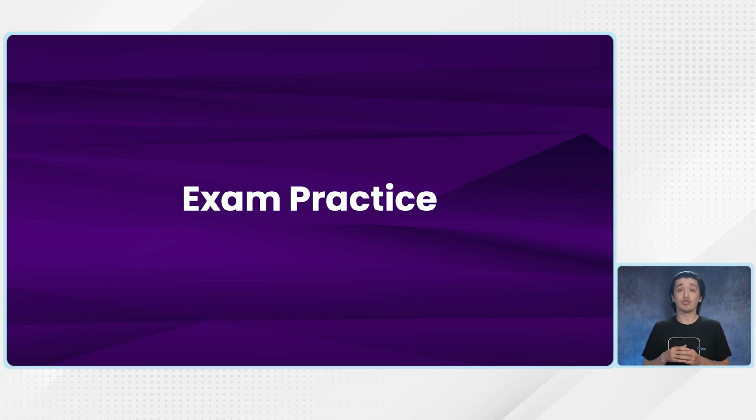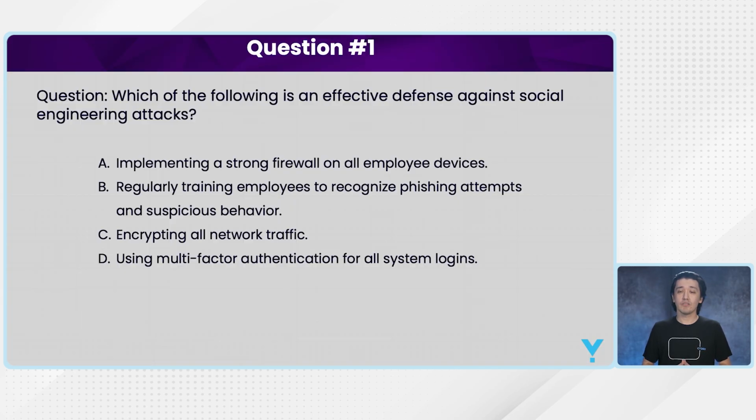Remember, these questions could be on the exam. So let's get started. Question 1. Which of the following is an effective defense against social engineering attacks? Is it A, implementing a strong firewall on all employee devices? B, regularly training employees to recognize phishing attempts and suspicious behavior? C, encrypting all network traffic? Or D, using multi-factor authentication for all system logins?